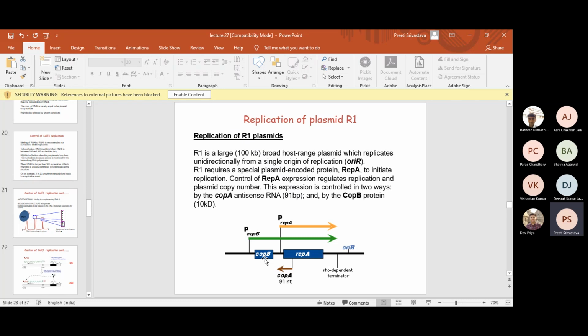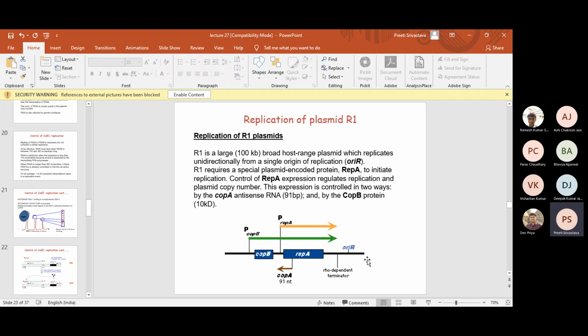So the COP-B protein, which is synthesized by the P-COP-B promoter, can bind to the promoter of rep A. The moment the COP-B protein binds to the promoter of rep A, it acts as a roadblock and RNA polymerase cannot synthesize rep A mRNA, and therefore synthesis of rep A is inhibited. When the synthesis of rep A is inhibited, then rep A will not be available for initiation of replication at the ORI-R.